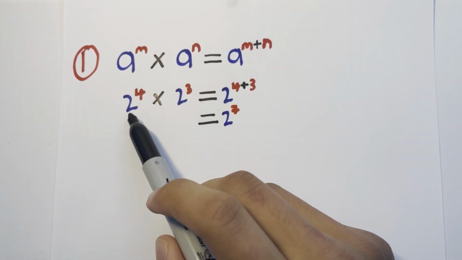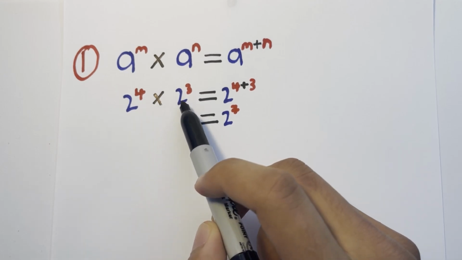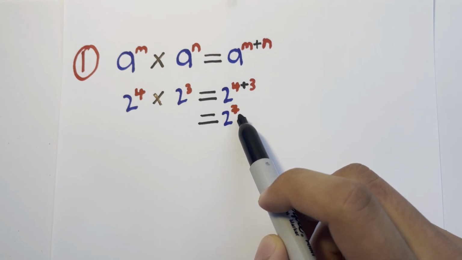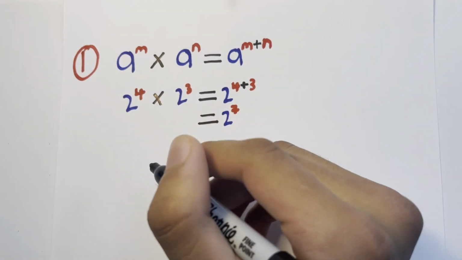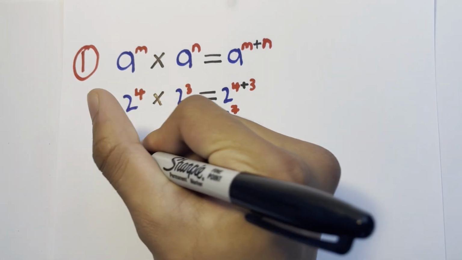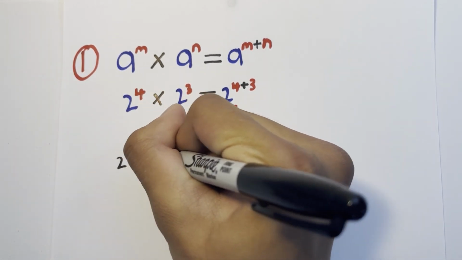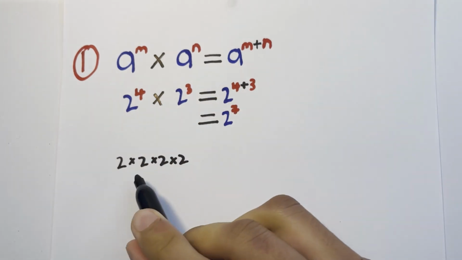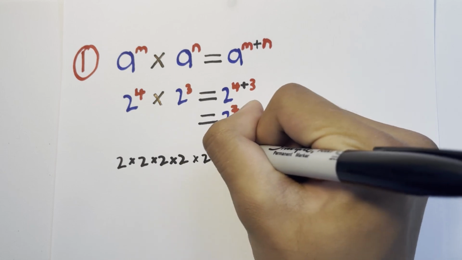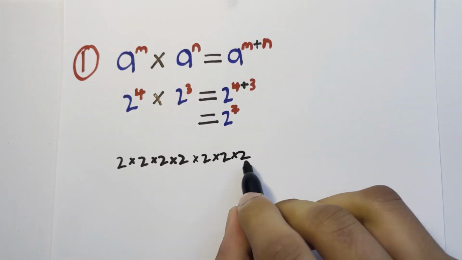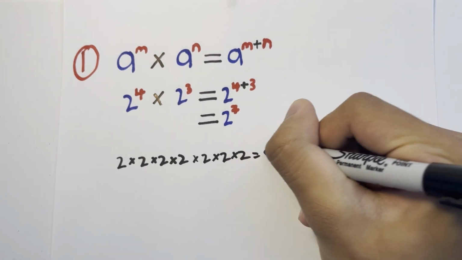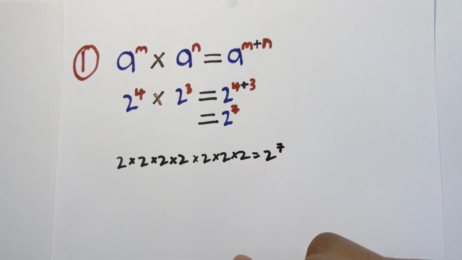For example here, if we have 2 raised to the 4th power multiplied by 2 cubed, our answer is 2 raised to 4 plus 3, which is 2 to the 7th. This actually makes quite a lot of sense when you think about it, because 2 to the 4th power can be written as 2 multiplied by 2 multiplied by 2 multiplied by 2, 4 times. And then 2 cubed can be written again as 2 multiplied by 2 multiplied by 2, 3 times. So now if you count all of the 2's you have in total, you've got 7 2's. So you can write that as 2 to the 7th power.